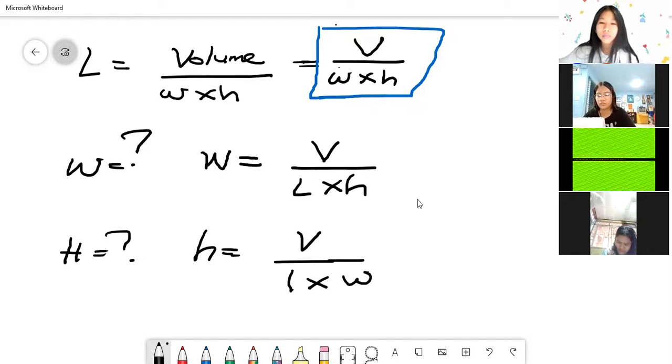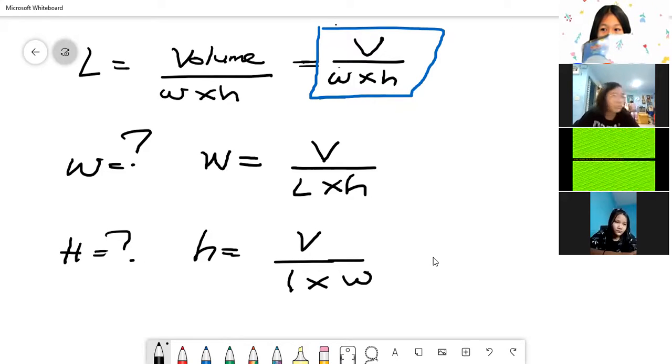Write that one in your notes. Are you done writing? Yes, I am done writing. You can remember, it's very easy: volume over width times height, volume over length times height, volume over length times width. The over there is like a fraction or division.